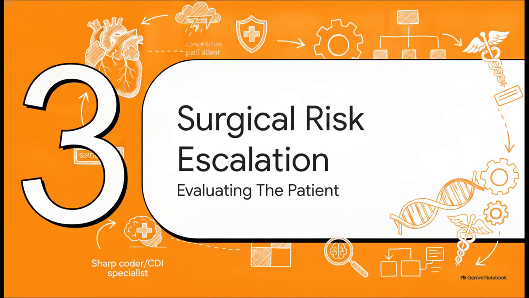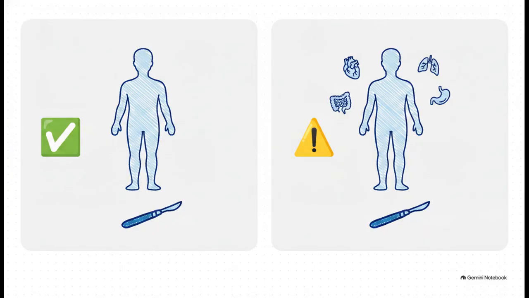Okay, Section 3, surgical risk and escalation, evaluating the patient and the procedure. Here is where a really sharp coder or CDI specialist proves their worth. You have to look at the whole patient, not just the procedure. Let's compare 2 scenarios. If a generally healthy patient comes in for an elective joint replacement, that falls under moderate risk. But what if you have a patient coming in for an elective hernia surgery, but they have a severe cardiac history, poorly controlled diabetes, or bleeding disorders? Documenting those severe comorbidities instantly escalates the surgical planning to high risk. The patient's underlying health makes the anesthesia and the surgery itself a high-stakes clinical event.